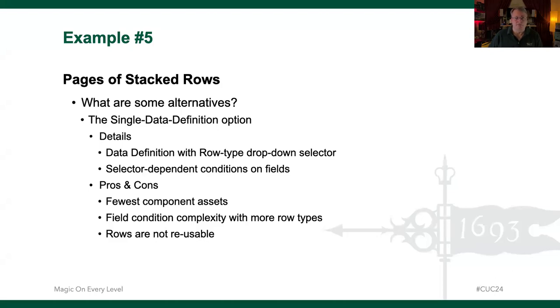What are some of the alternatives? The first option is a single complex data definition with the repeatable row region containing a row type selector, which uses selector-dependent conditions to display the appropriate fields. Pros and cons. The complex data definition option has the fewest number of component assets per page, just one. But there's quite a bit of complexity in the conditional display of fields depending upon row type, particularly if you have dozens of row types. Additionally, rows in this scenario are not reusable components. Placing the same row on multiple pages, for example, a Google map to the admission office, requires rebuilding it on each page.